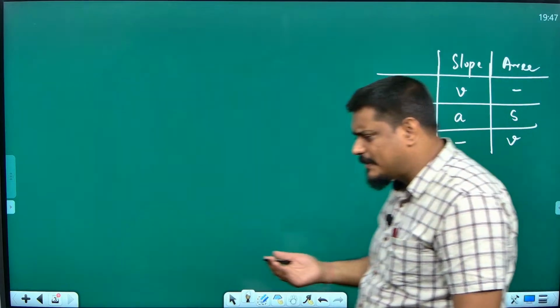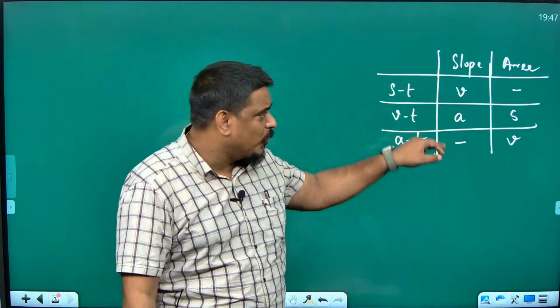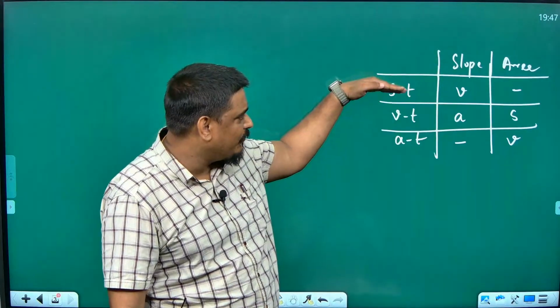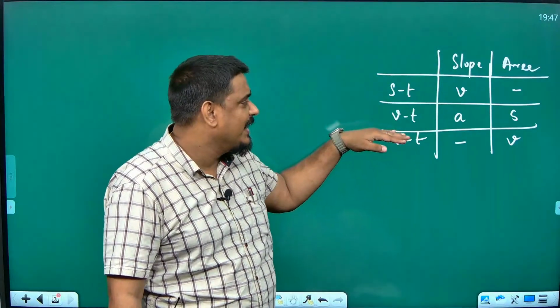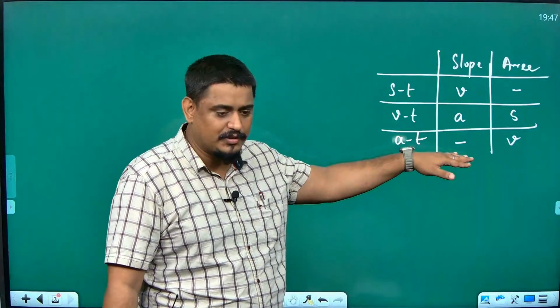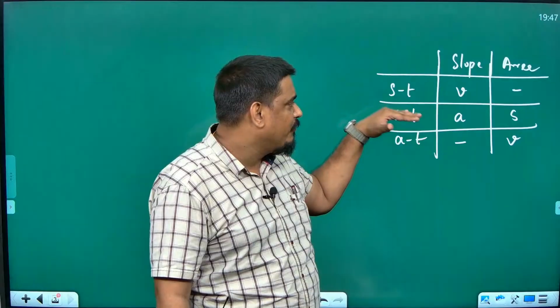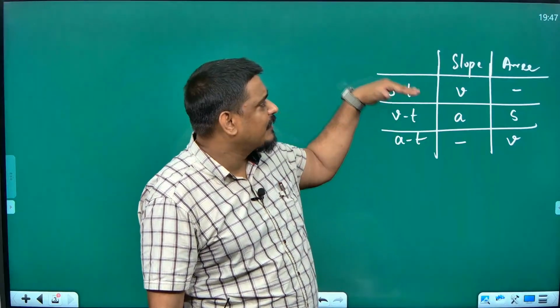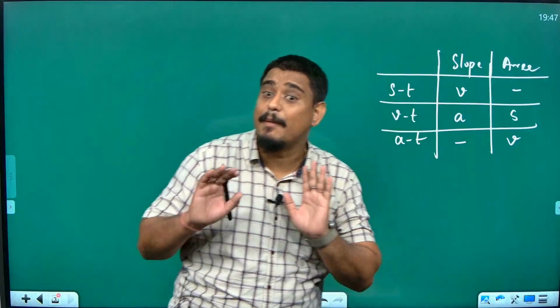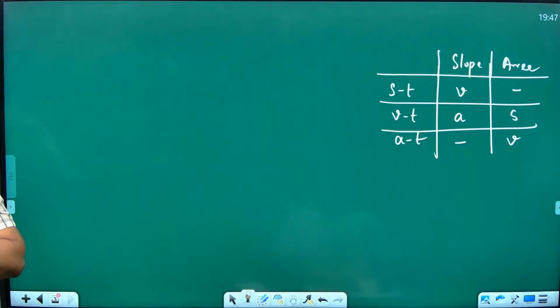So how to remember it simply? If you are finding the slope, move in this way. That is, for ST graph, velocity; VT graph, acceleration; AT graph, nothing is in front of it, so no information. For area, go in the reverse direction. For AT graph, velocity; VT graph, displacement; before ST graph, nothing is there, so no information. That way you can remember. It is just for remembering things.